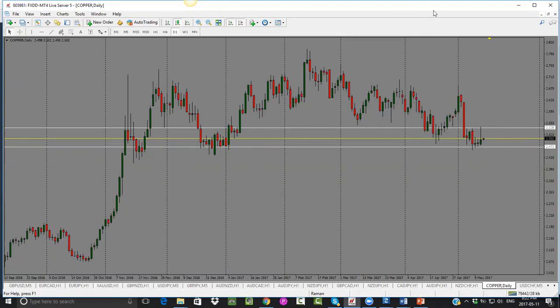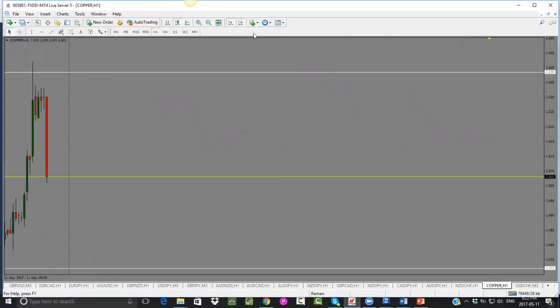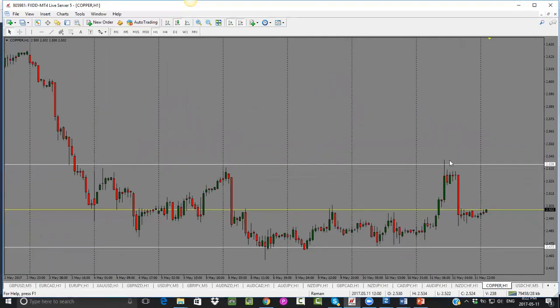If the price does not break that level, what we could see is as copper goes up, Aussie may go up, and then once it hits the 2.53 level, it may come down again. So keep an eye on this as we trade the commodity currencies. We just need to see what's going on with these pairs as well. So this is copper. This is what it did, pushed up, came back down, and now it has been sideways.